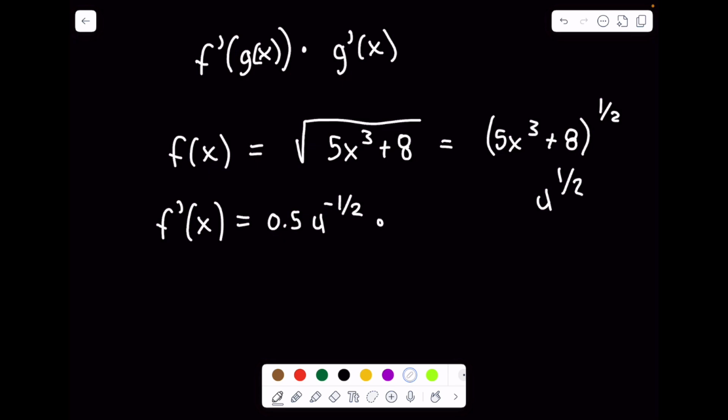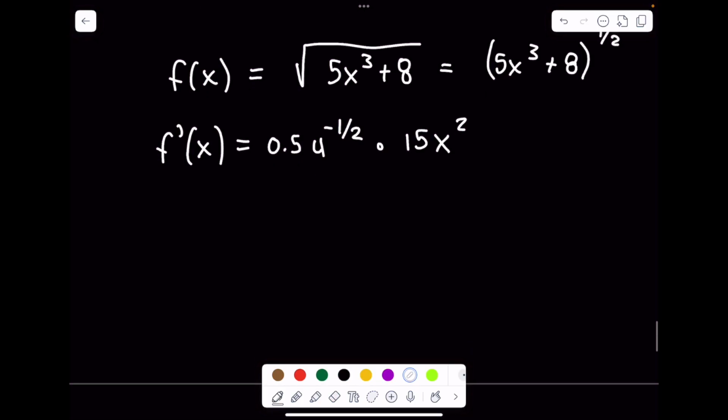Then we multiply this by the derivative of the inside function, which is just the derivative of 5x cubed plus 8. The real complicated part here would just be to use the power rule, but it's pretty straightforward. So 3 times 5 gives us 15, x, subtract 1 from the previous exponent, squared, and then any constant when you take the derivative goes to 0, so plus 0, but you don't need to write that.